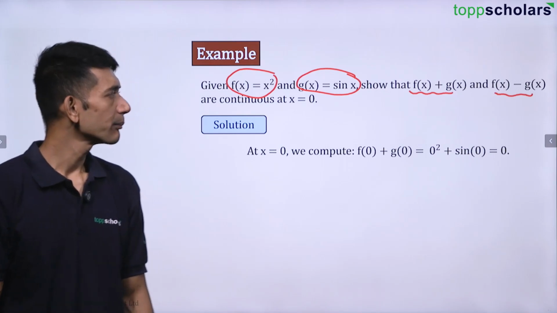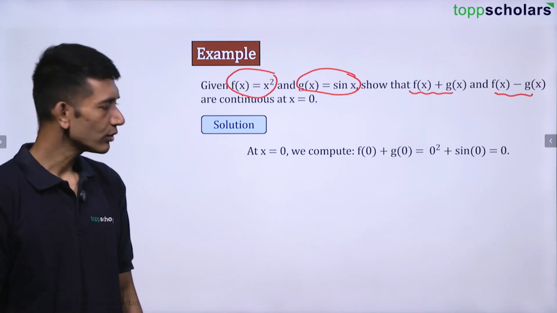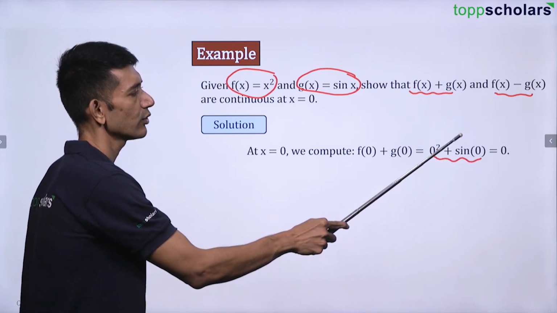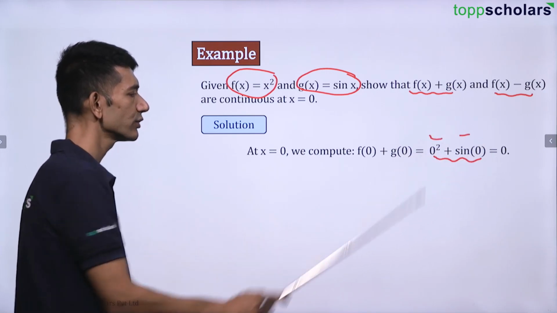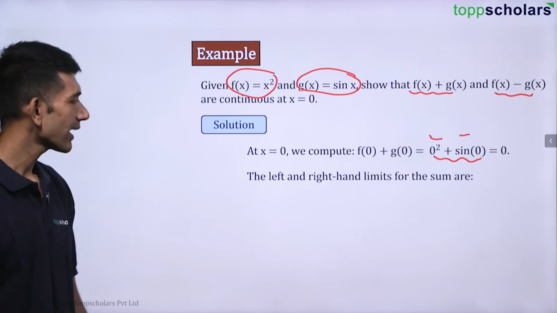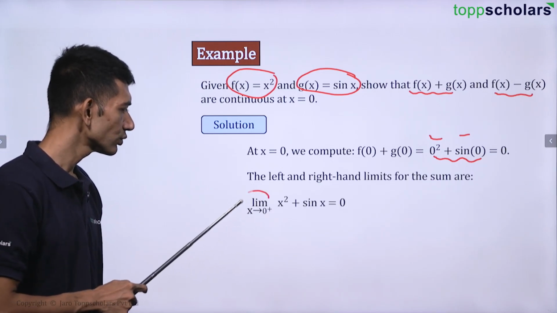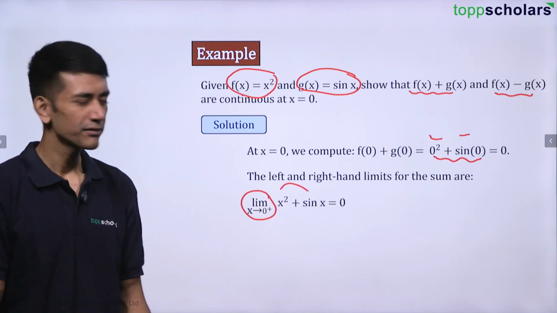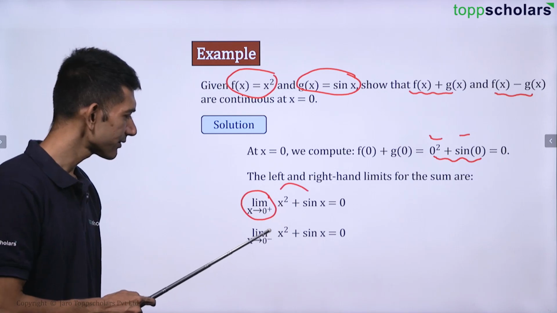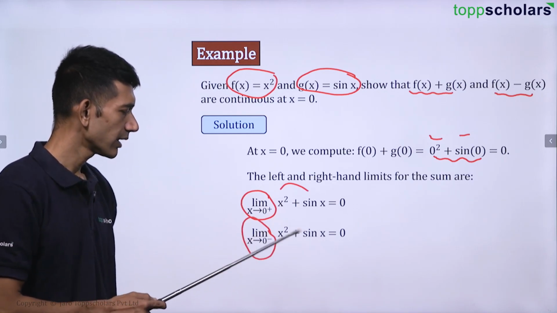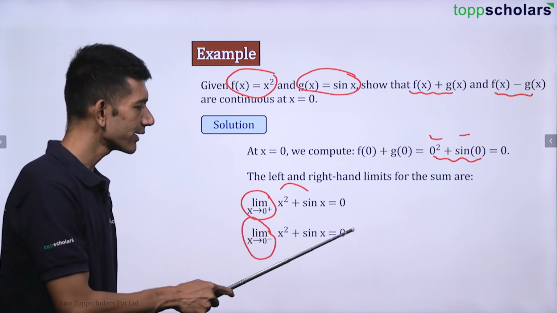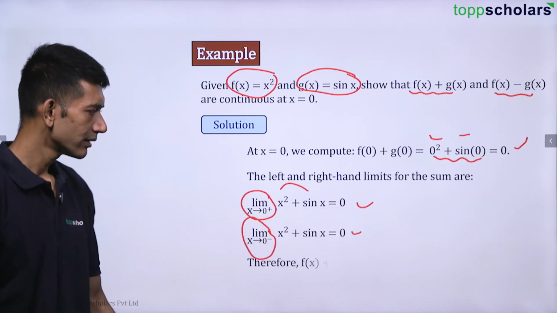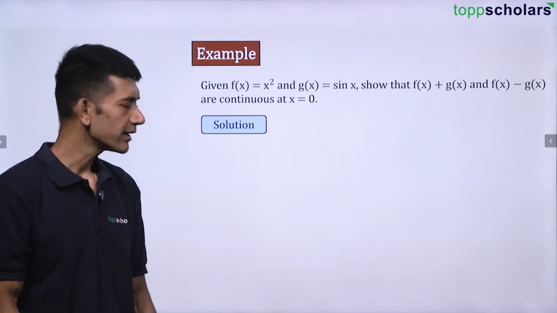First thing, we'll compute the value, that is f(0) plus g(0). That is going to give you sin 0 is 0, 0 square is 0, so 0. Then left hand limit and the right hand limits. So limit x tends to 0 plus of the addition of these two, we'll put 0 only. You're going to get 0. 0 minus, again you'll put 0. You're going to get 0. This is 0. This is 0. Value of the function is 0. So yes, we can say that f(x) plus g(x) is continuous.